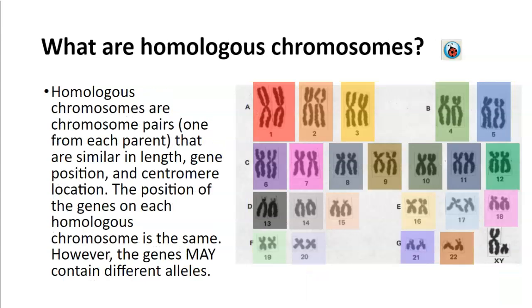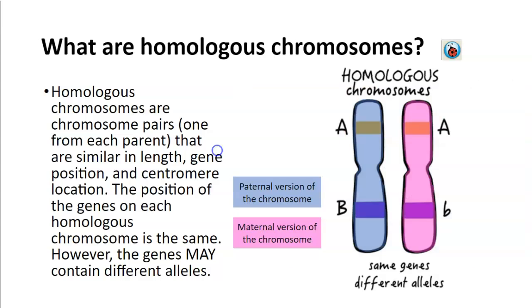What are homologous chromosomes? Homologous chromosomes are chromosome pairs, one from each parent, that are similar in length, gene position, and the centromere location. The position of the genes on each homologous chromosome are the same. However, the genes may contain different alleles. So you can see all the different colors, and each color is representing a homologous pair. So you've got pair 1, pair 2, pair 3, and so forth. Those are all homologous chromosomes. One came from mom, one came from dad.